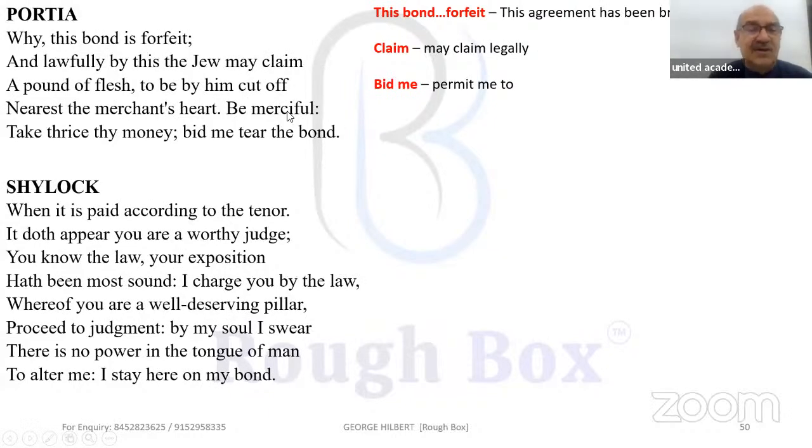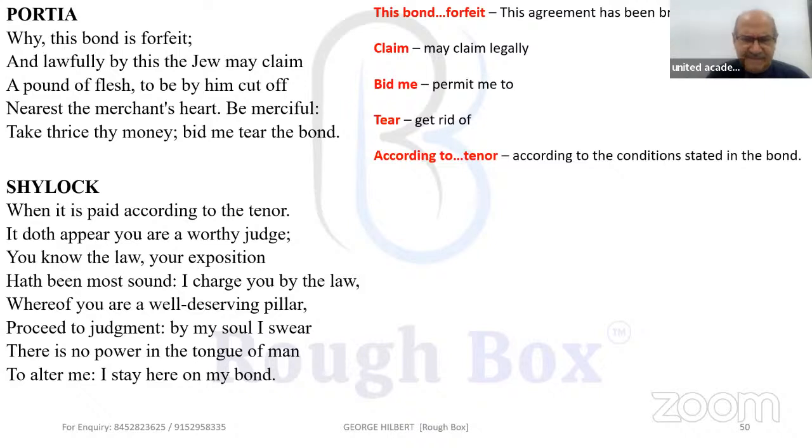Again, she whispers to Shylock, be merciful. Shylock, let it go. Take thrice thy money and bid me tear the bond. Take 3 times your money and allow me to tear the bond. Allow me to destroy the bond. Get rid of the bond. It's the same thing. And Shylock says when it is paid according to the tenor, when it is paid according to the terms and conditions in the bond itself.